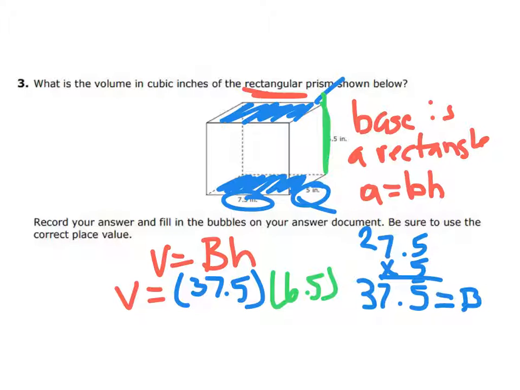Now when I multiply those 2 together, you get a total of 243.75. And that is your volume for question 3.